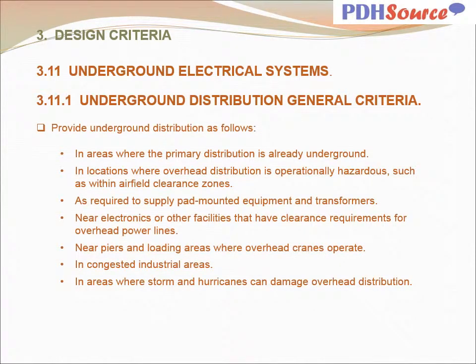Provide underground distribution as follows: in areas where the primary distribution is already underground, in locations where overhead distribution is operationally hazardous, such as within airfield clearance zones, as required to supply pad-mounted equipment and transformers, near electronics or munitions facilities that have clearance requirements for overhead power lines, near piers and loading areas where overhead cranes operate, in congested industrial areas, and in areas where storm and hurricane conditions can damage overhead distribution.